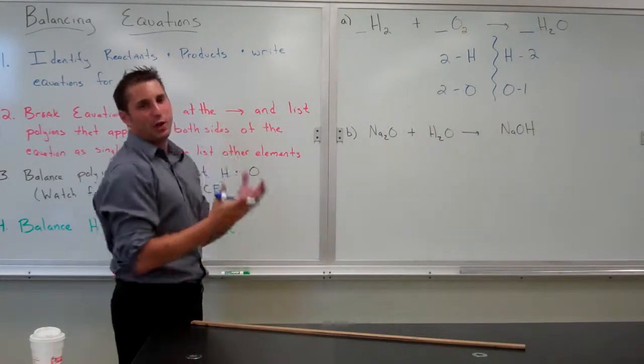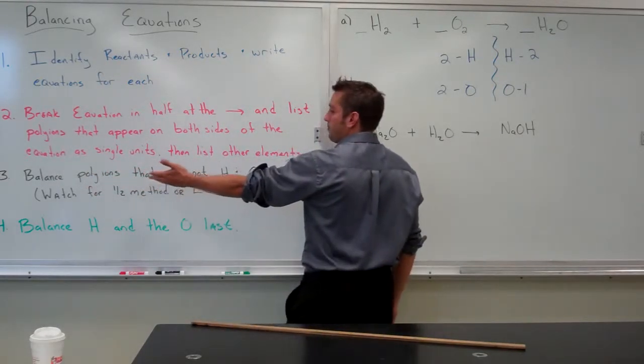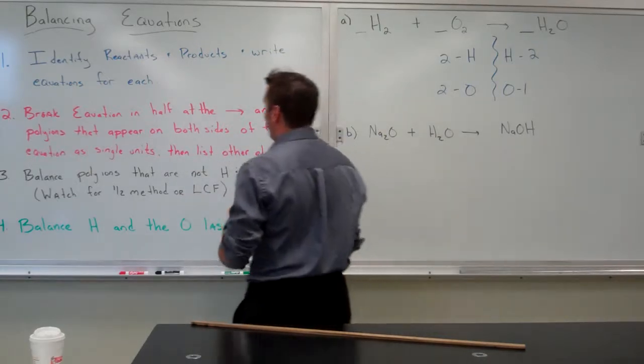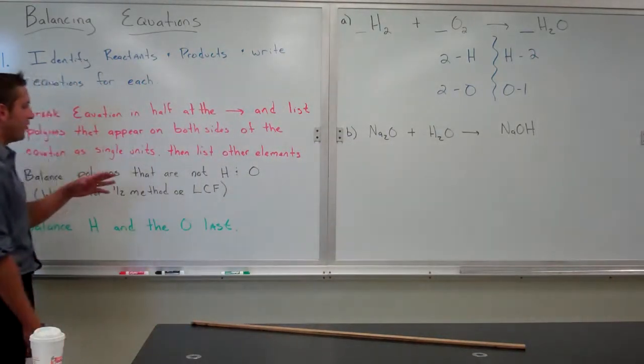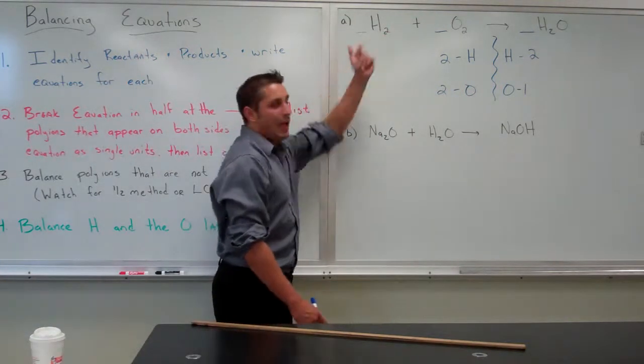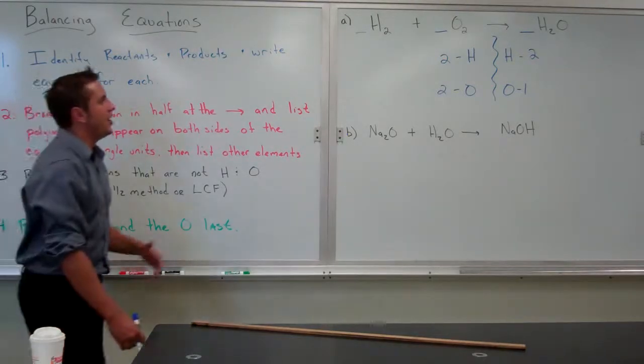All we can do is put coefficients in front. So according to this, we're going to balance polyions that are not H and O, and the elements that are not H and O. So all I have is H's and O's, so I have to move to step 4. Balance H and then O last.